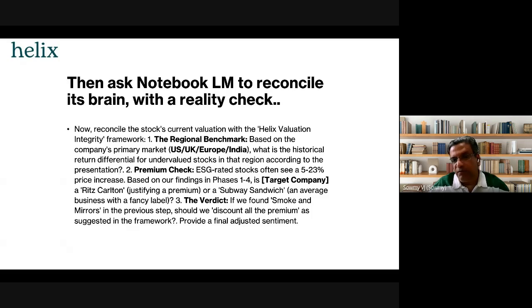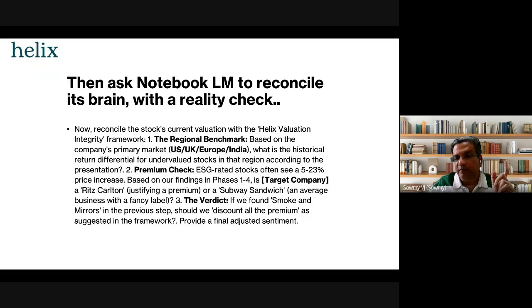Now, first of all, look at the regional benchmark, right? The country, basically the company's primary market. If it's US, then what is the benchmark? What is the historical return differential for undervalued stocks in that particular region? And then do a premium check on ESG rated stocks. We already ran the premium check in our previous prompt, so we can take that.